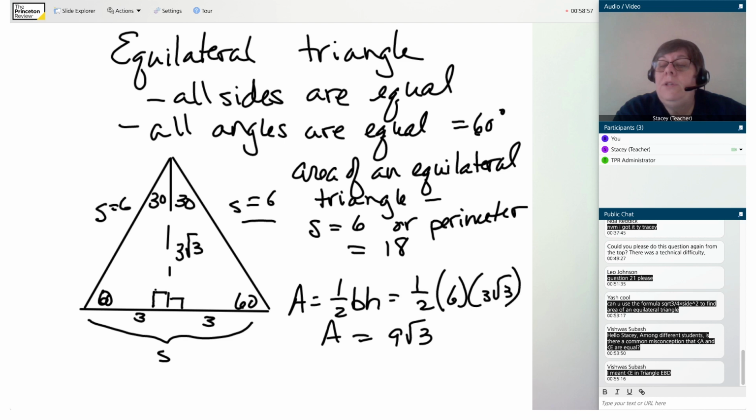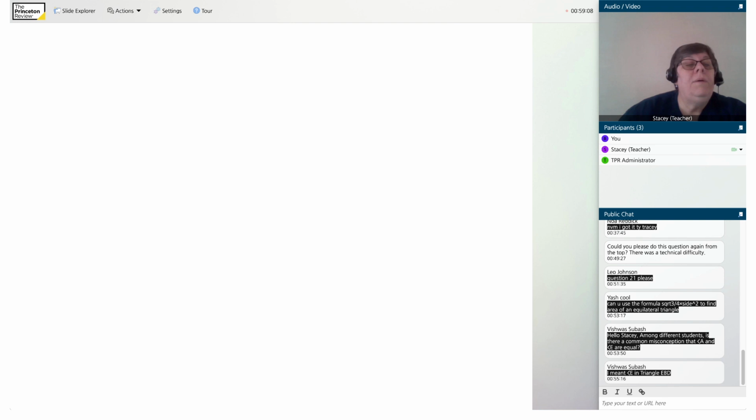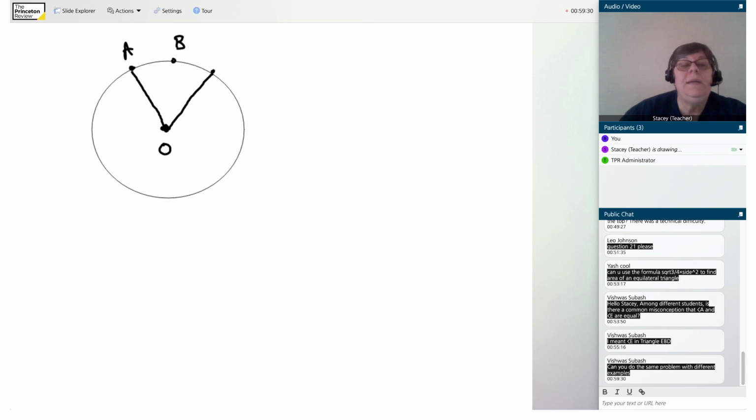Let's see, what other formulas do we want to... there's one other formula I want to put up while we're here. I want to put a circle on the board. If you have a circle, and let's say we put a center of my circle. A lot of times on the test, they like to ask us about arc ABC.